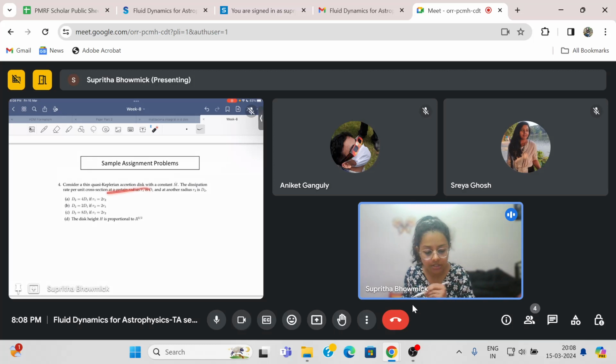Consider a thin accretion disk with a constant accretion rate. The dissipation rate per unit cross section at a certain radius R1 is D1, and at another radius R2 is D2. Now you will have to say how the dissipation rate varies if you consider certain relations between R1 and R2.